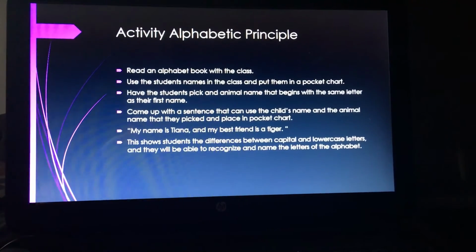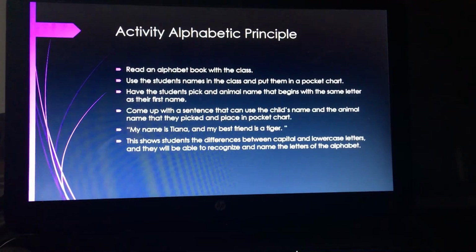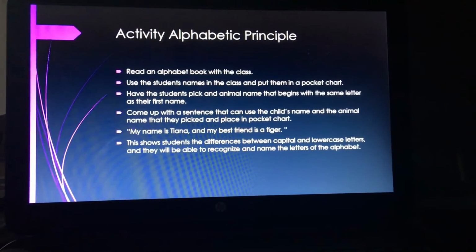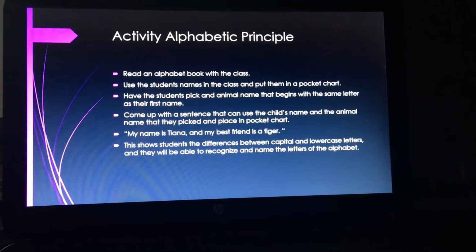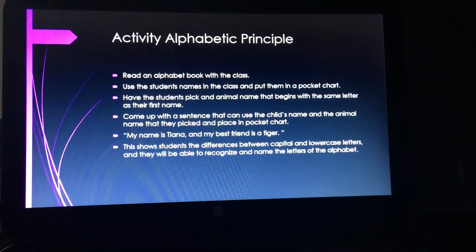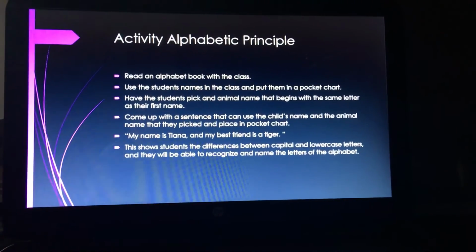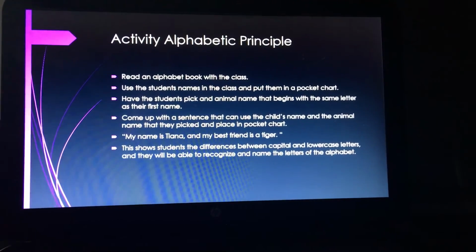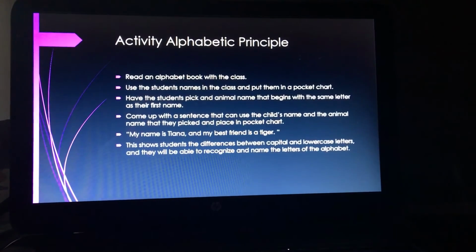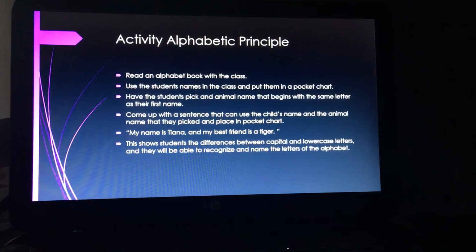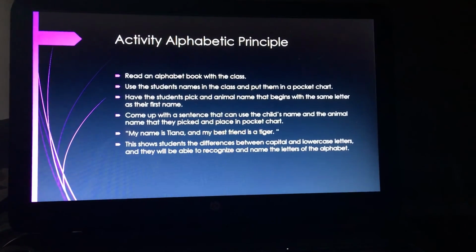Then you pick a student, and they have to pick an animal name that begins with the same letter as their first name. Like the example I have lower down. The student's name is Tiana. So she picked the animal name Tiger to go with hers. So beforehand, come up with a sentence where you can substitute in the child's name and the animal name. The example that was given was, my name is Tiana and my best friend is a tiger.